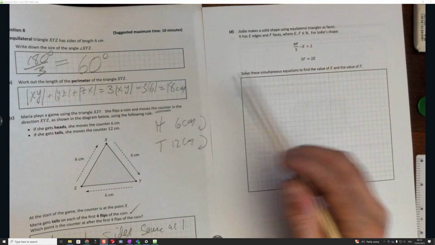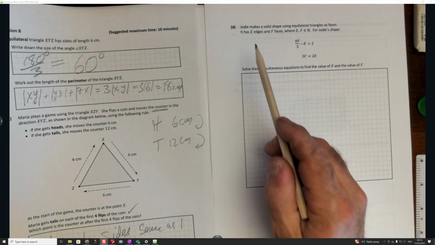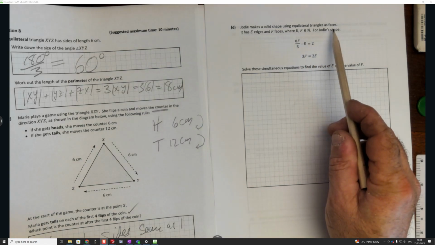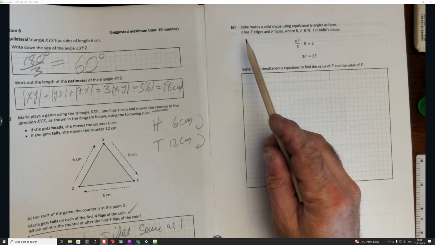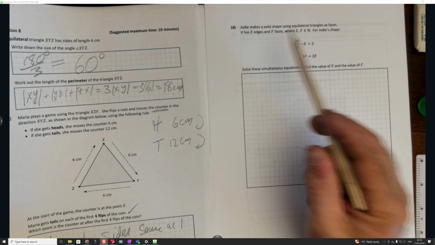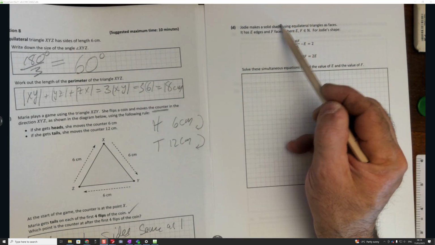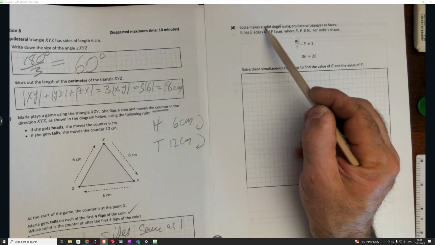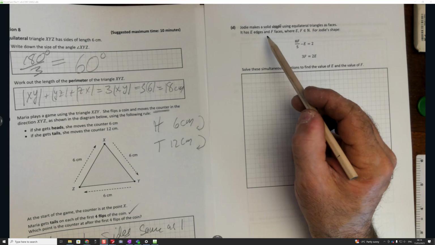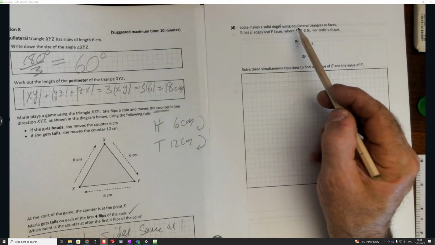I was thinking it was going to go on to an extra question. Jody makes a solid shape using equilateral triangles as faces. It has E edges and F faces. So remember now, this is a solid. They should not be using the word shape. Solid and shape don't go together, which is strange because this is a sample paper. It should have been a solid figure.